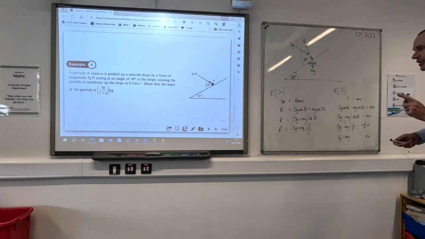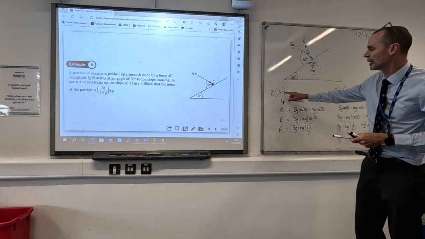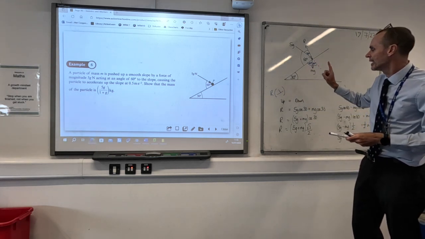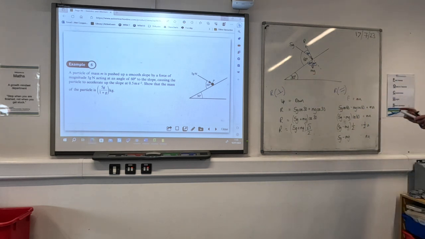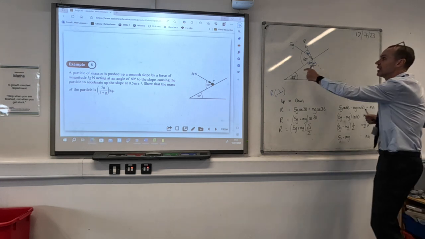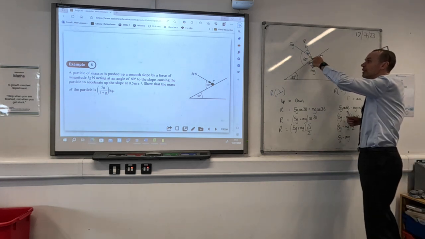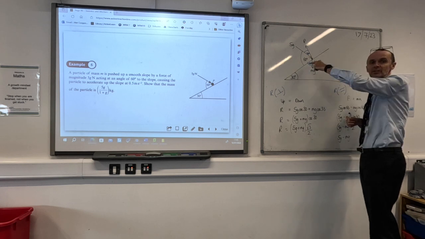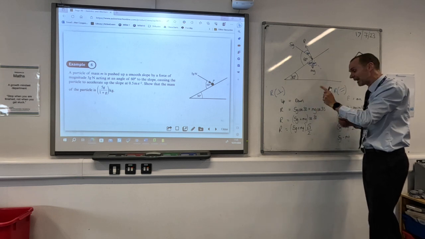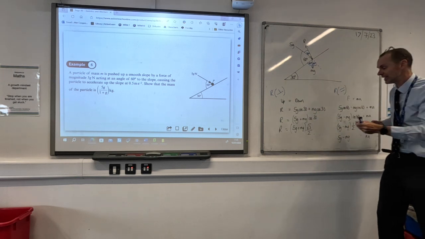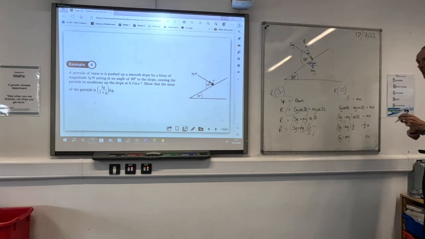Okay, the first thing to say is that when we're resolving parallel with the slope and perpendicular to the slope in these problems, perpendicular to the slope it's always going to be equilibrium. These particle questions, they're either stationary on the slope or they're sliding up and down the slope. They're not moving up. So that's always going to be equilibrium. But actually in this problem, that was a red herring. I didn't need to do that. That was a waste of time because I was able to get what they wanted without doing that. Sometimes you need to do both. In this case, I didn't.